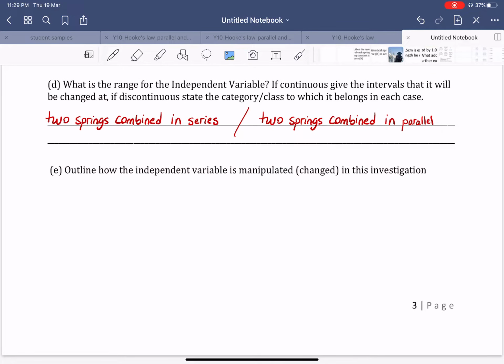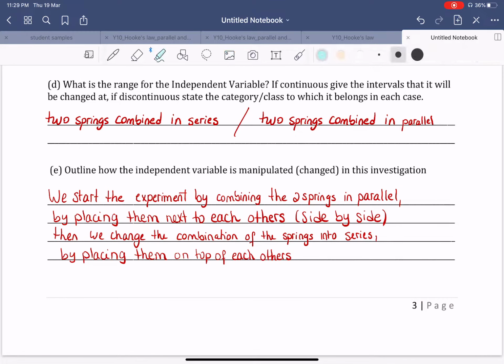Now, how can I manipulate or change this during my investigation? Almost everyone just said: first start by combining them in series and then change the combination to parallel. But I'm still confused. What does series mean? What does parallel mean? If you want to be more specific, you should say placing the springs next to each other or side by side. This sentence can help you figure out what parallel means. And placing them on top of each other gives you what series means.